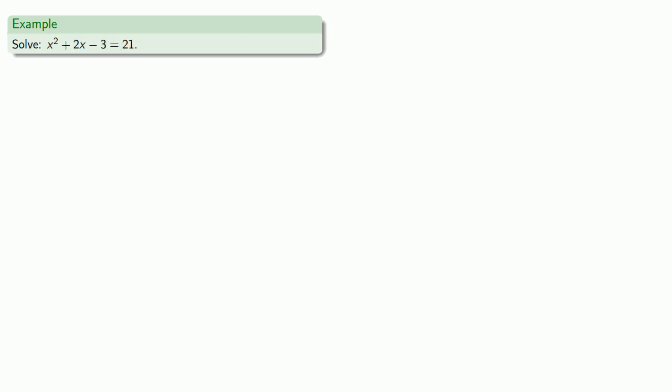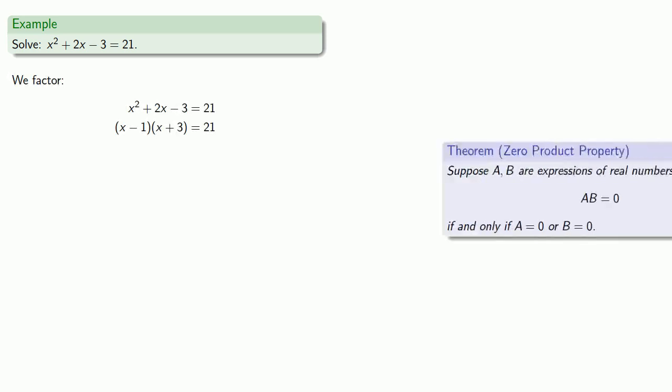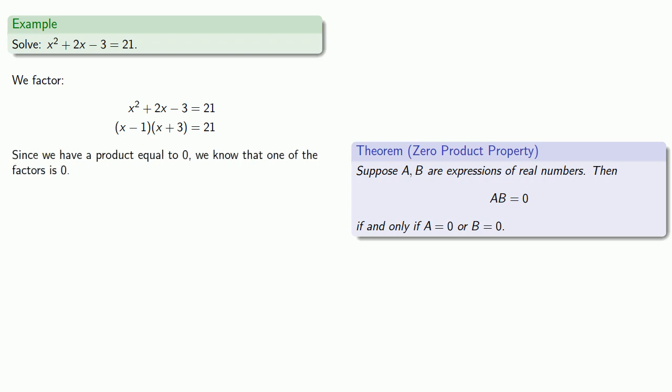One important thing to keep in mind is that it's vitally important to have our quadratic expression equal to 0. So for example, in solving x squared plus 2x minus 3 equals 21, perhaps you're walking along and out of the sky the factorization x minus 1 times x plus 3 falls and hits you on the head. And we can apply our zero product property. Since we have a product equal to 0, we know that one of the factors is 0. Wait. The product is 21. We don't have a 21 product property. Lots of things multiply out to 21.